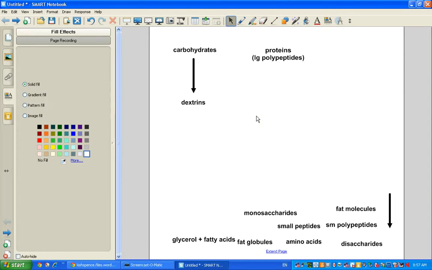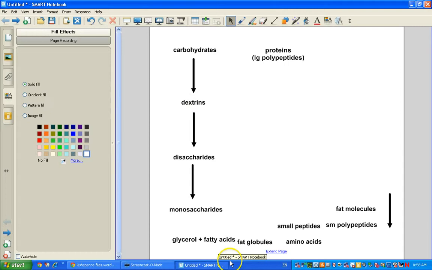The dextrins are going to be broken down further a little later on when we talk about them. They're going to be broken down into smaller units called disaccharides. And then the disaccharides, which are made of 2 sugar units, will be broken down into monosaccharides. So that's going to happen somewhere along the digestive tract. So we've seen this first step, carbohydrates broken down into dextrins.